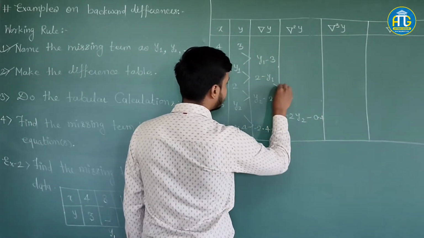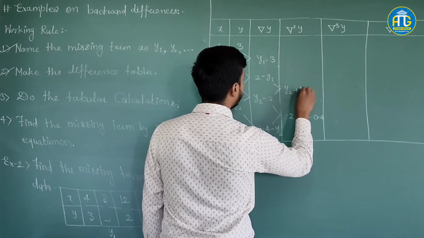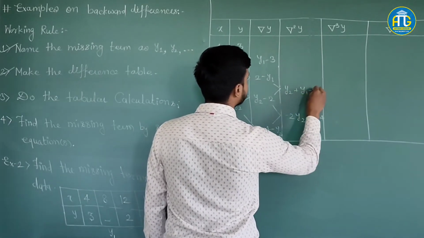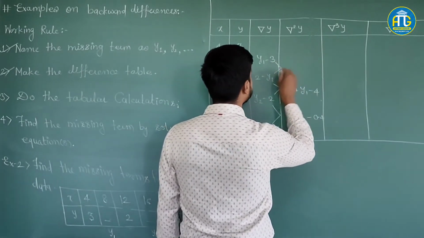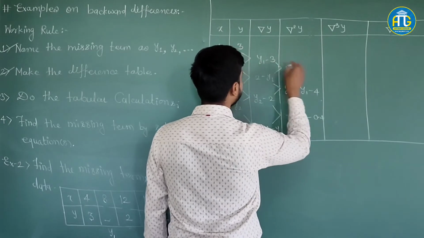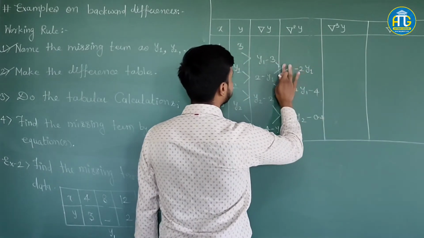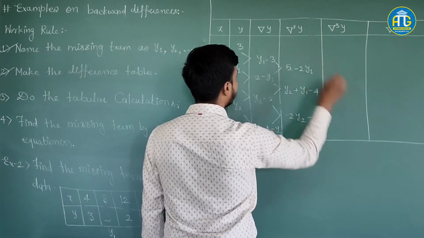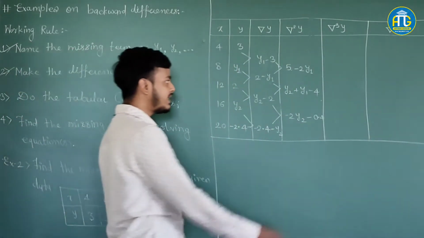Okay, then take difference of these two. This would be y2 plus y1, minus 2 is minus 4. Then take differences of this. So this is going to be 2 minus y1 minus y1, that is minus 2y1, and then plus 3. So this is 5 minus 2y1. Okay, now let's move ahead.